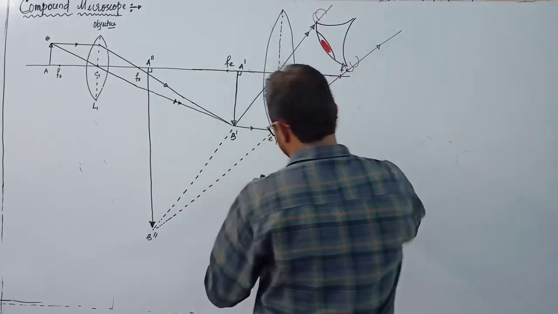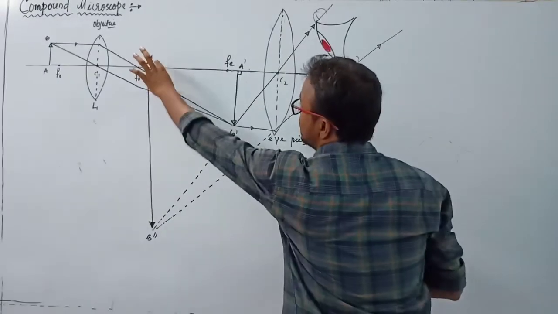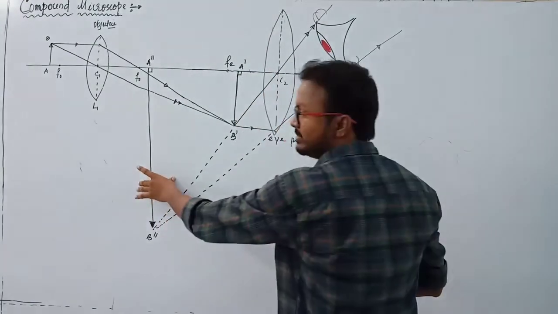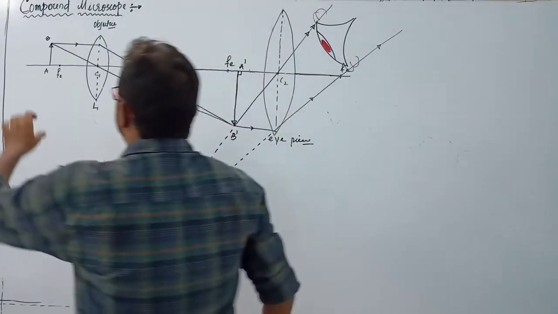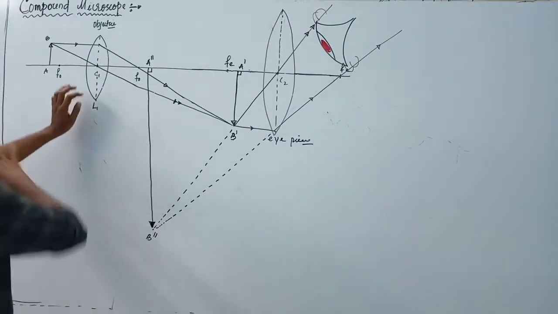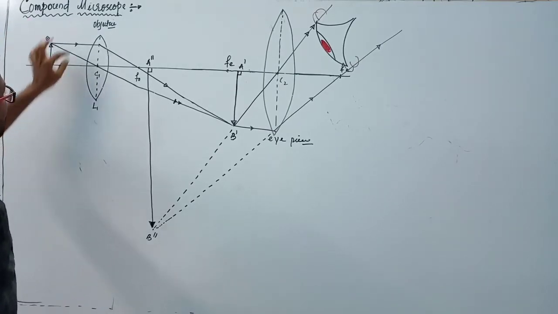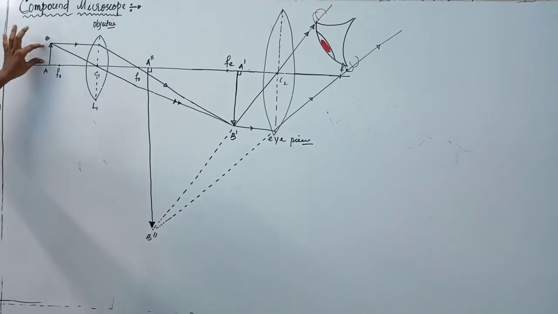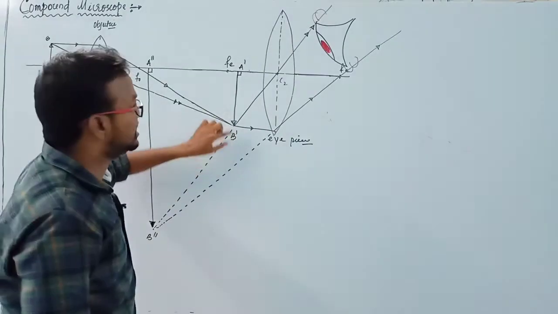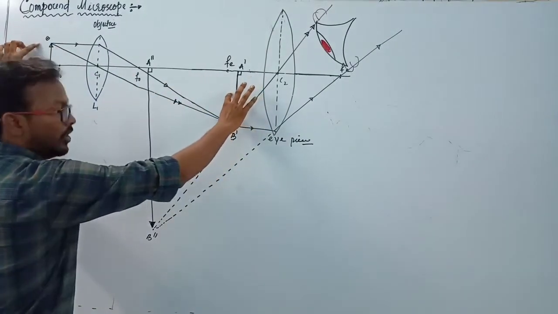Clear? So finally, if we observe this point, then we get a virtual image, A double dash and B double dash, and this is the final image, but here the object is AB. So again I repeat my sentence. When the object AB is situated beyond the focus point of the objective lens, at that time we get an image A dash B dash, which is real, inverted and magnified as compared to the object.